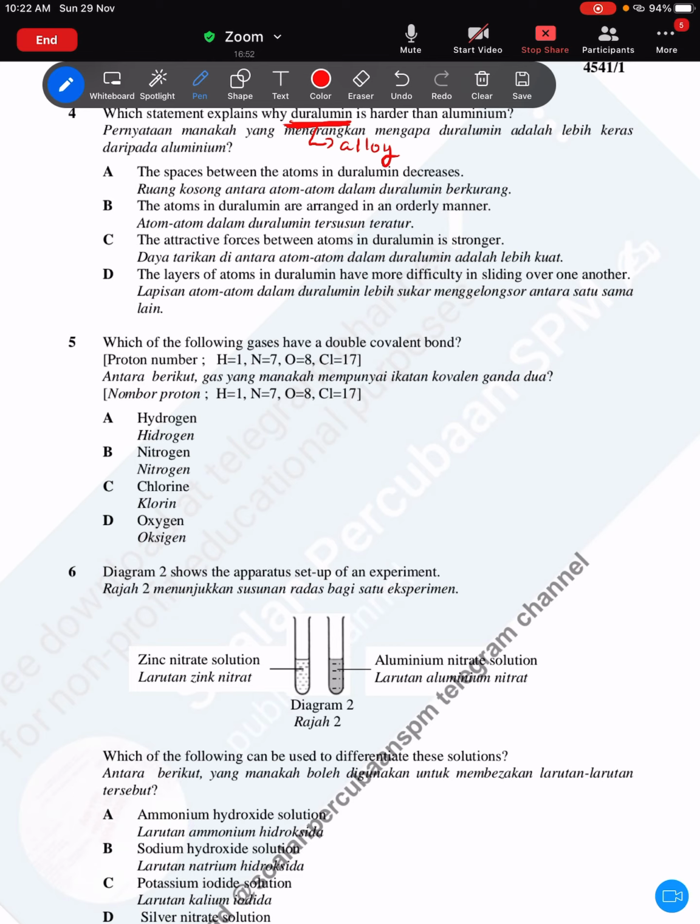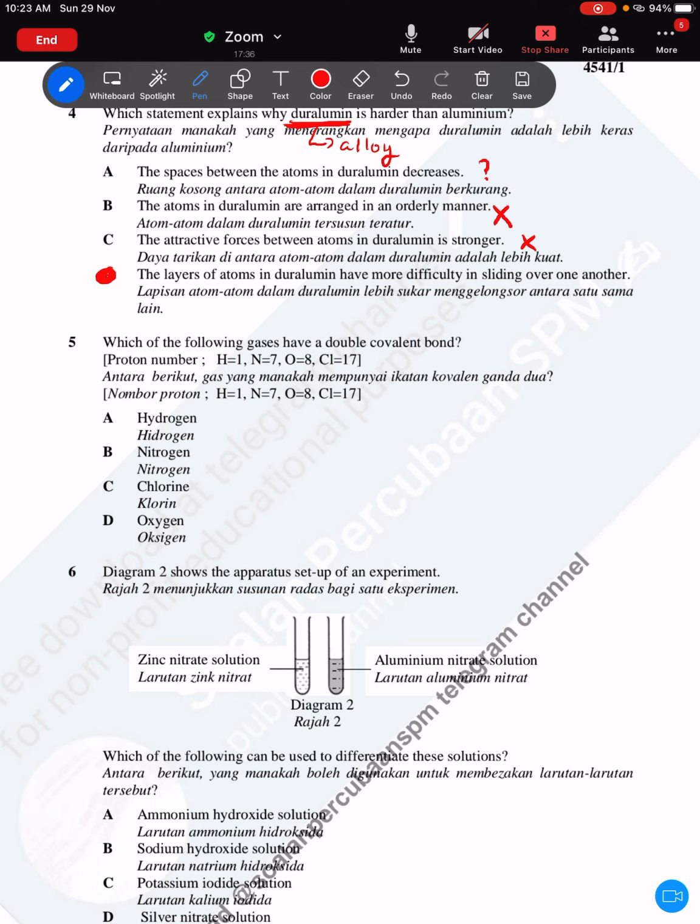Why? The space between the atoms in duralumin decrease. The space between the duralumin, macam pelik. Tapi wait first. The atoms in duralumin are arranged in an orderly manner. No, duralumin is alloy. Therefore, it doesn't have an orderly arrangement. No. The attractive force between the atoms in duralumin is stronger. Not really. The layers of atoms in duralumin have more difficulty in sliding over one another. Bingo! This is the most precise answer.